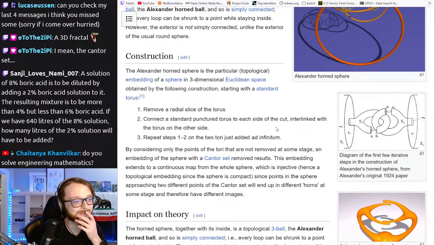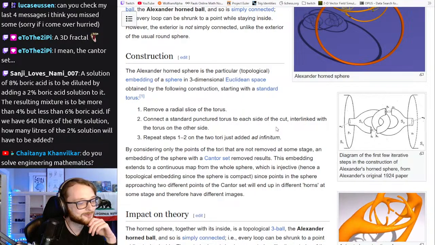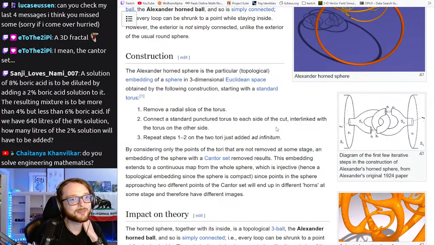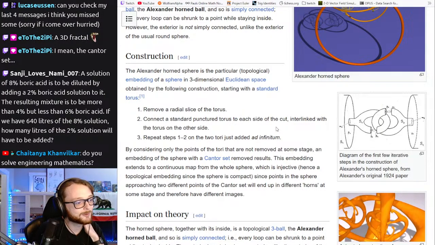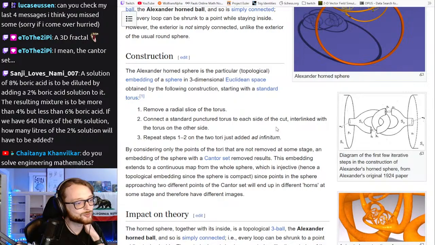The Cantor set, is that topological? I don't know. The only thing I know with Cantor is the diagonalization thing. If the Cantor set is something else, then I don't know it. Chaitanya, I don't know much engineering math. No.